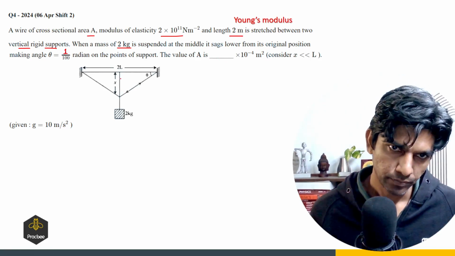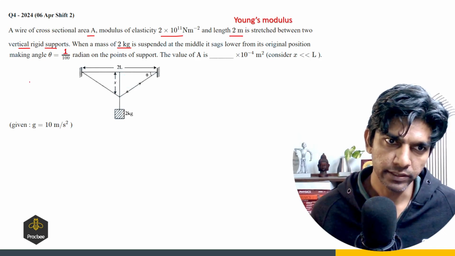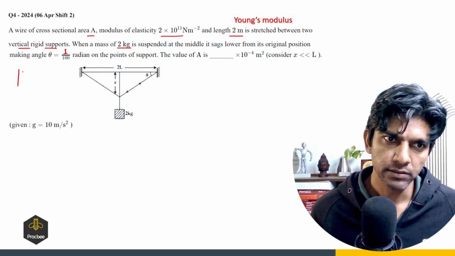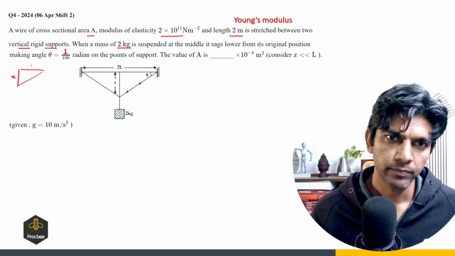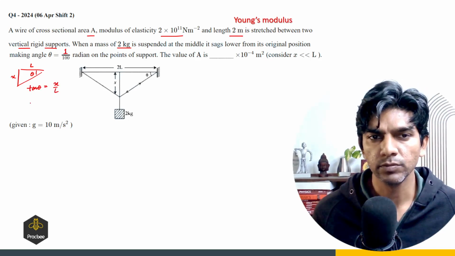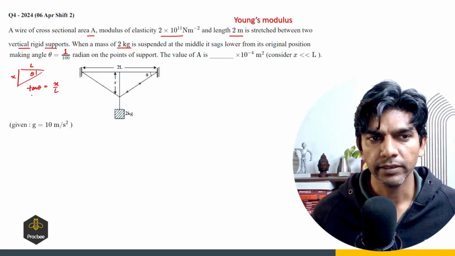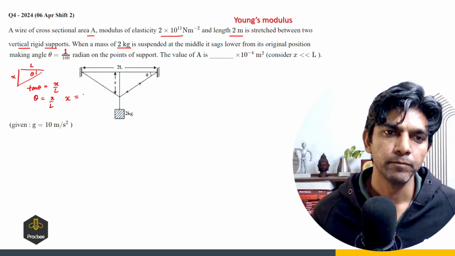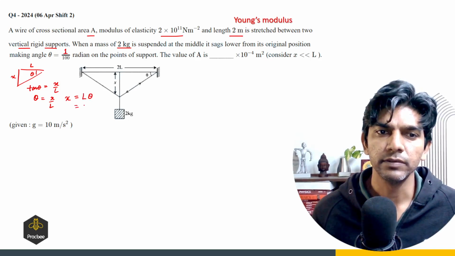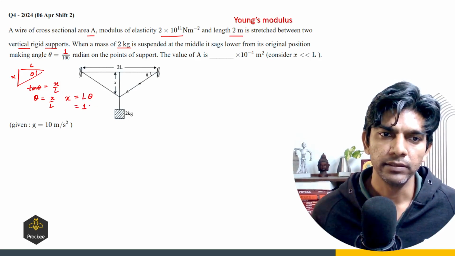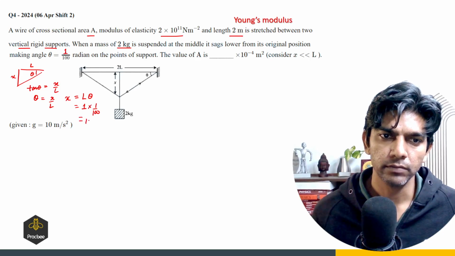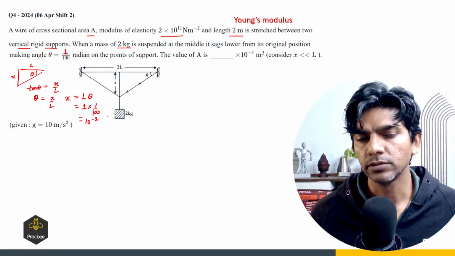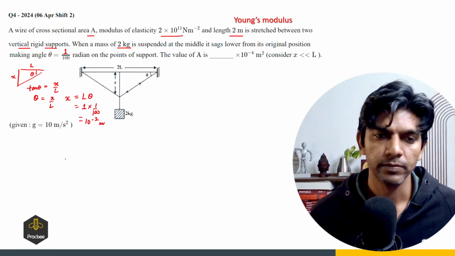So what is this X? Since theta is very small, in this right angle triangle, tan theta is X by L. Since theta is very small, tan theta can be written as theta. So X comes out to be L theta, and the length L is 1 and theta is 1 by 100. So X will be 10 raised to minus 2 meters.